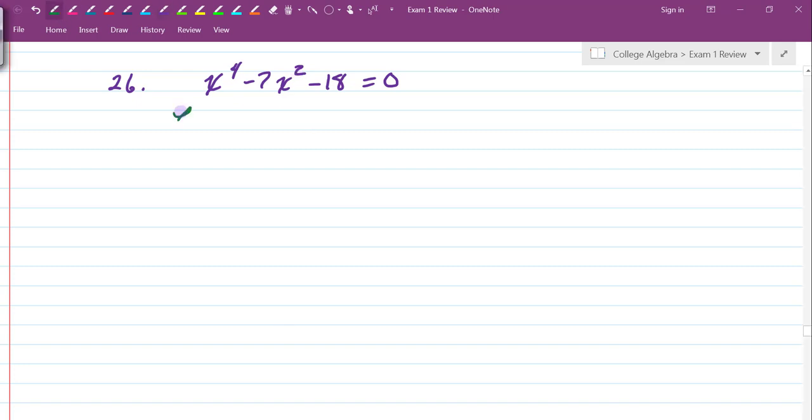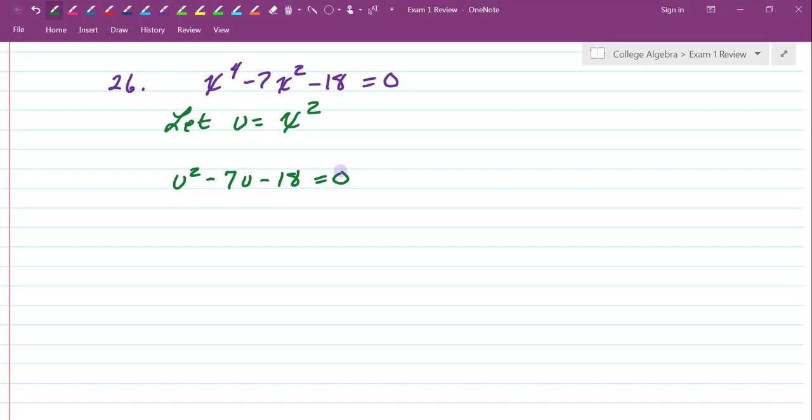So we're going to say let u equal x squared. So by letting u equal x squared, I end up with u squared minus 7u minus 18 equals 0. So that's with our substitution. And now we're going to solve for u, not for x, but for u.